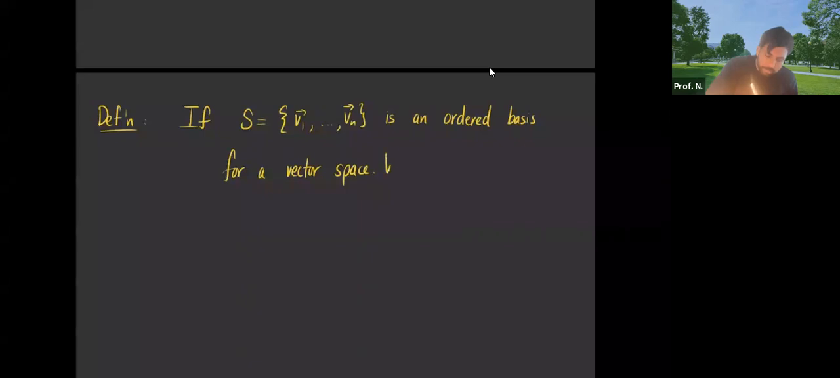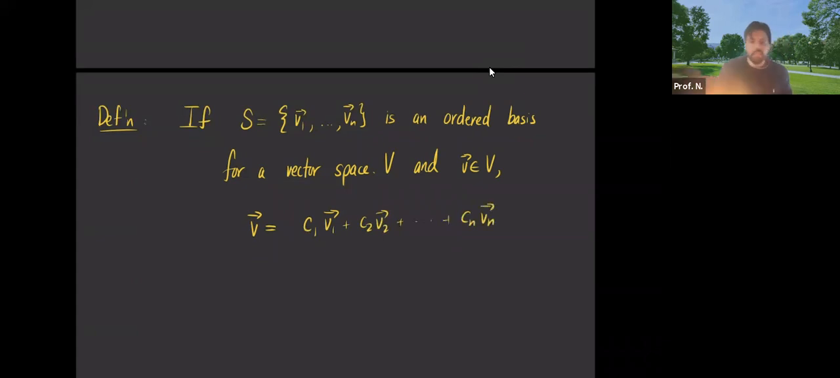For a vector space V, and a vector v in V, meaning that v can be written as a linear combination c1 v1, c2 v2, and cn vn. So establishing the fact that S is an ordered basis for a vector space V, a vector in V can be written as a linear combination of v1 through vn, because that's what the basis does. And it's uniquely defined by c1, c2, cn.